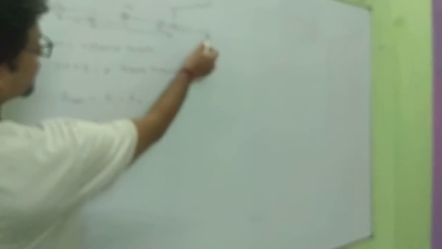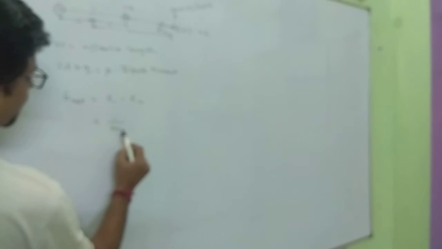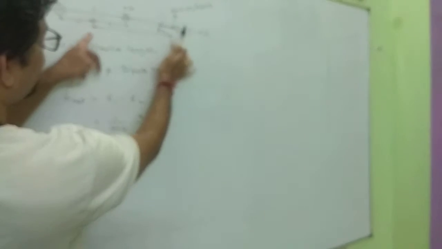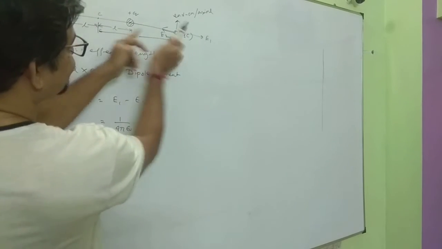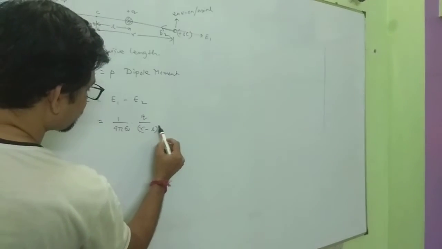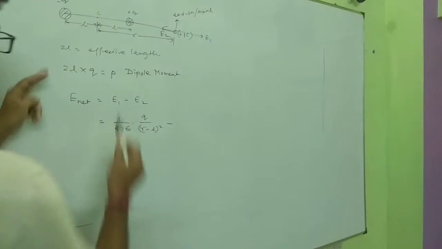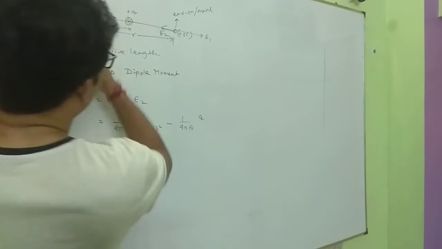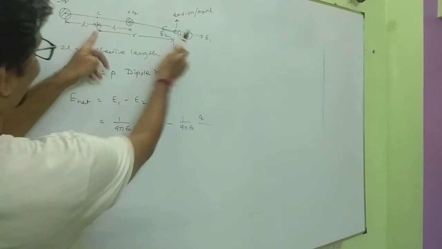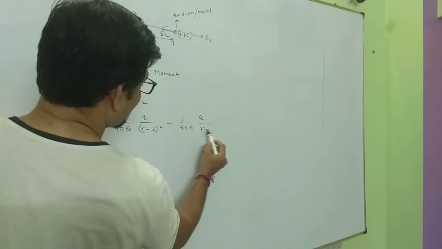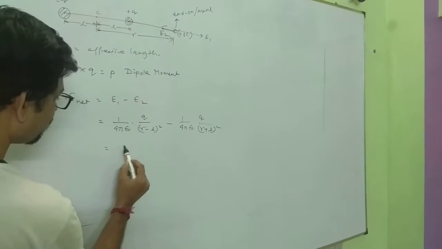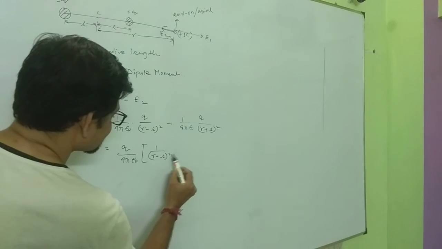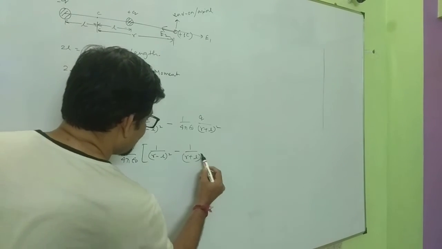Now what is E1? It will be 1 by 4 pi epsilon naught into Q by the distance squared. The total distance is R and this is L, so this much will be R minus L, that is (R minus L) squared. In between these two, E2 will be 1 by 4 pi epsilon naught into Q divided by the total distance R plus L, squared. So taking Q by 4 pi epsilon naught common, it will be 1 by (R minus L) squared minus 1 by (R plus L) squared.